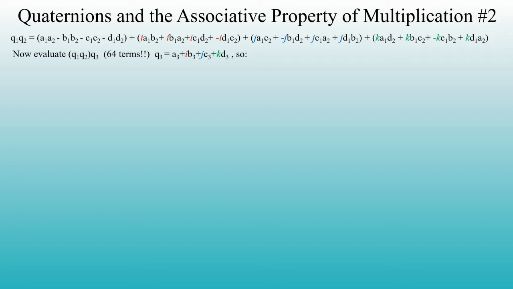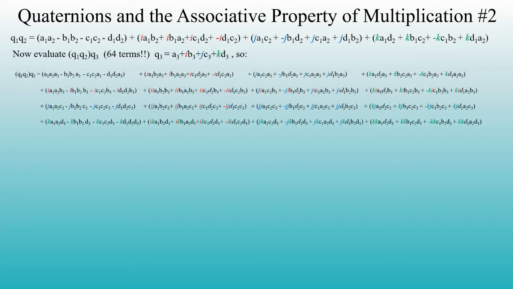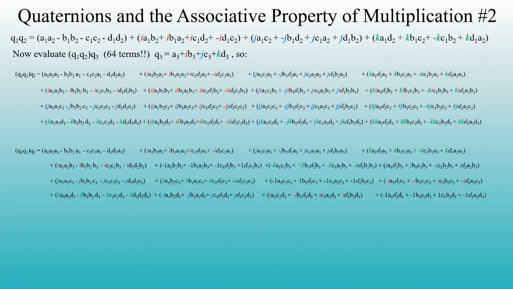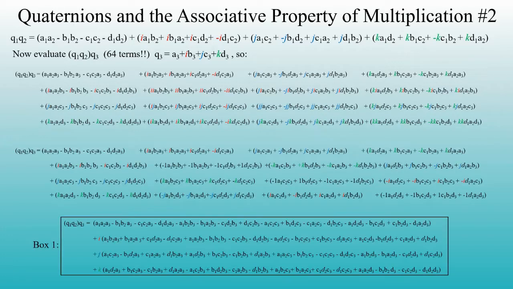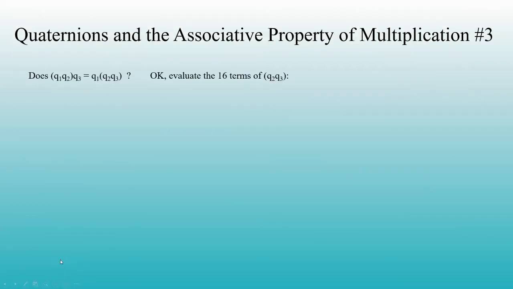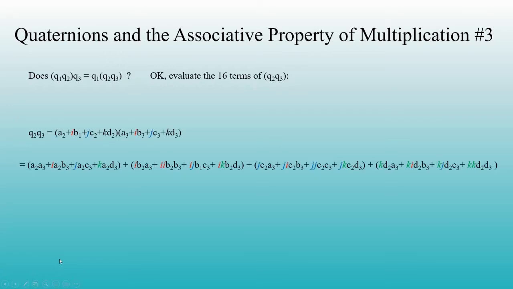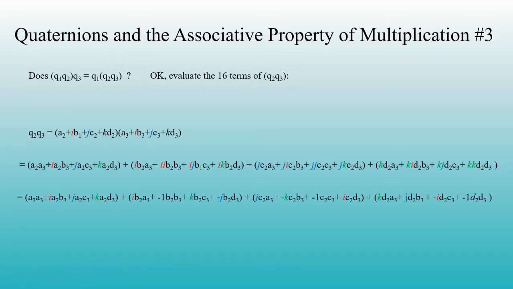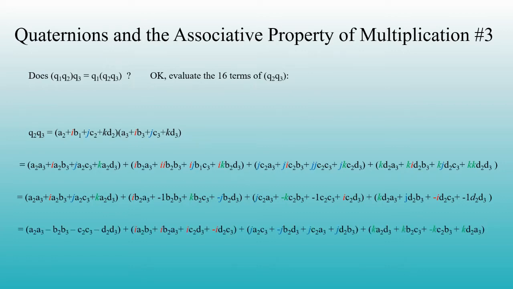16 times 4 yields 64 terms. Here we go. Multiply out the terms. Step 2, evaluate the ijk's. Step 3, reorder the terms in ijk order, 16 in each group. Let's call the result box 1. Now let's evaluate the right side, beginning with q2 times q3. Hopefully you know the drill by now. Here are the 16 terms of the product. Here they are again with the ijk's evaluated. And here they are with the terms reordered.